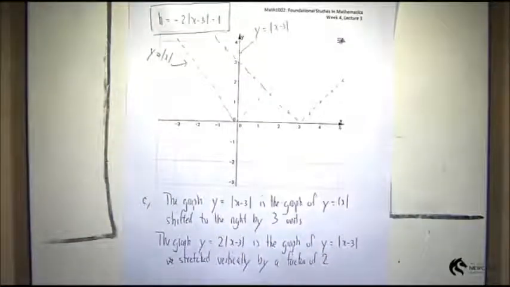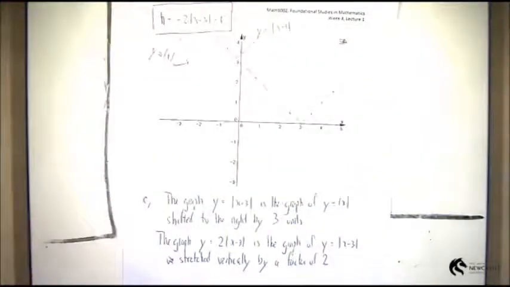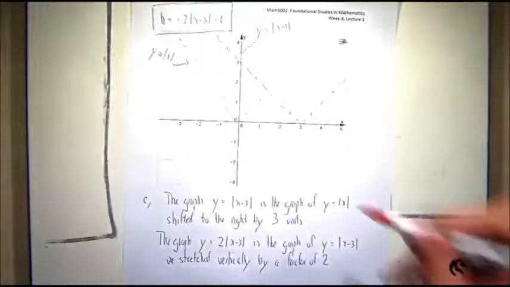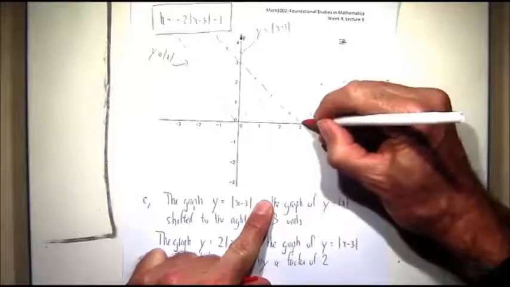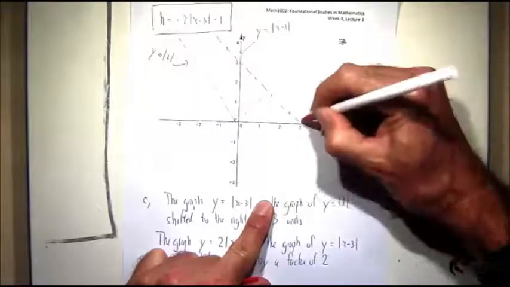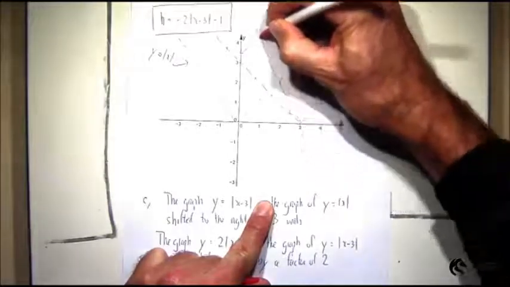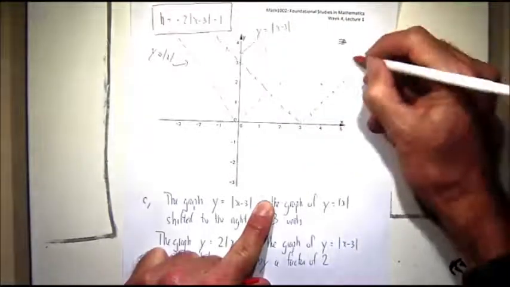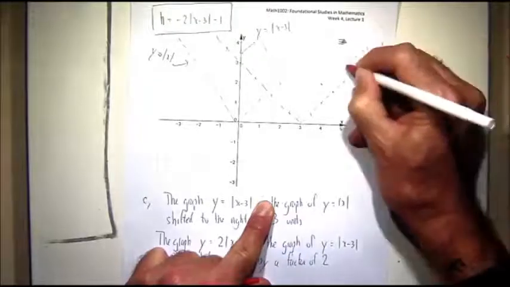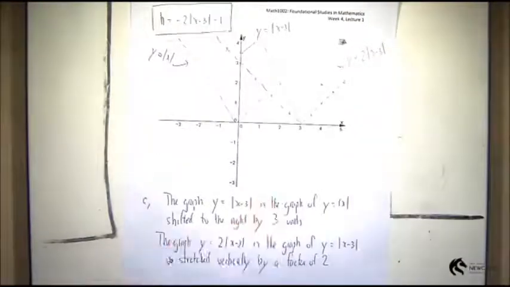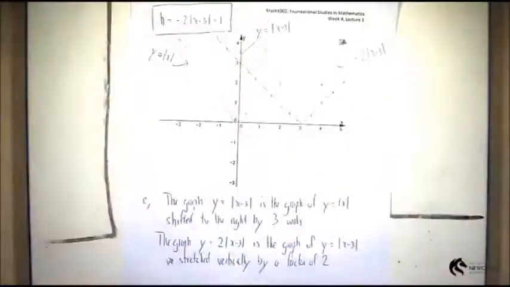So I've got this graph here, and I've got to pull it up. I've got to stretch it that way. So instead of going through there, it'll go through here. Instead of going through there, it'll go there. So it's going to look like this. I'm terrible at straight lines, but anyway. This is going to be y is equal to 2 lots of the absolute value of x minus 3. I've taken that graph and stretched it up by a factor of 2.